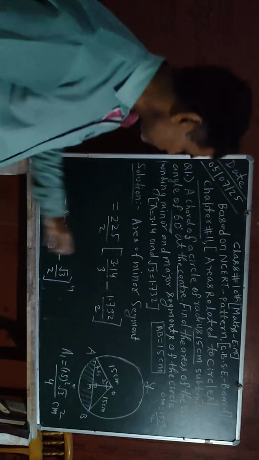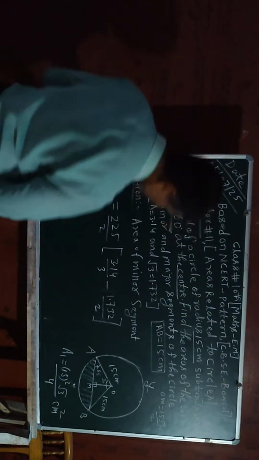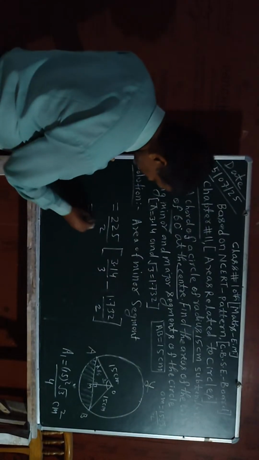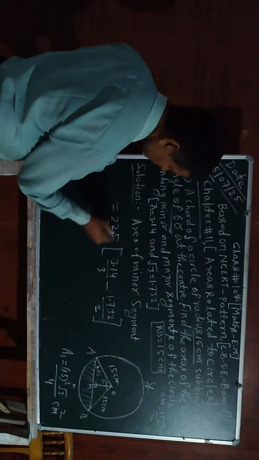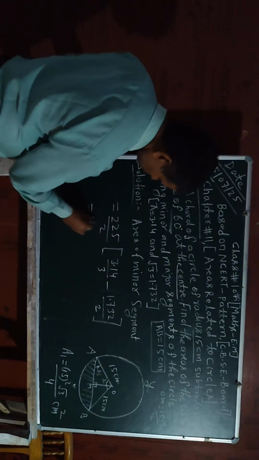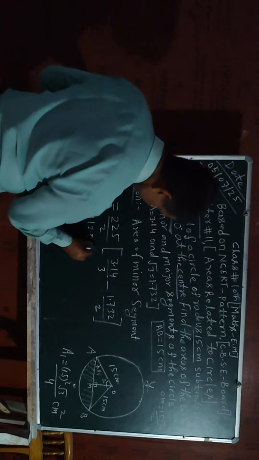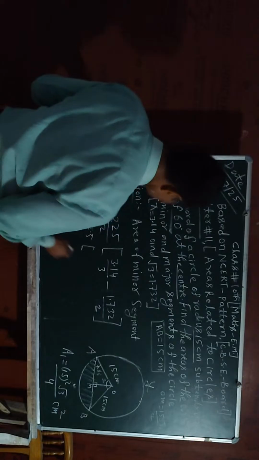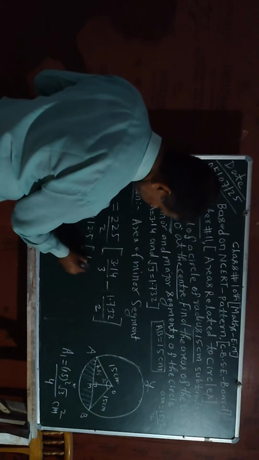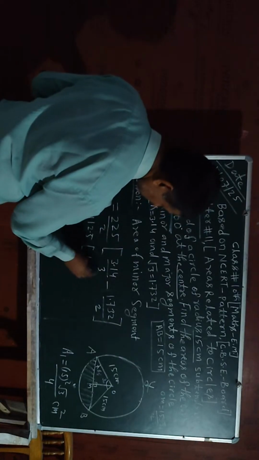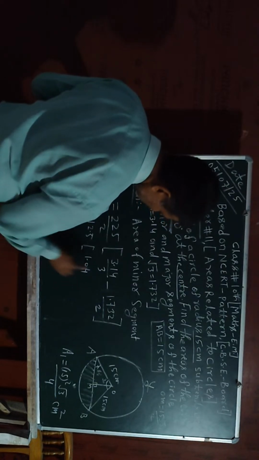Okay student, now further I am going to resolve this question, that is, I am going to simplify this question. So here I will divide 225 by 2. 2 1s are 2, 2 1s are 2, 2 2s are 4, and 1 2 5 is 10. Again I will divide. 3 1s are 3, so I will put here 0. 3 2s are 6, 3 4s are 12. Here will be 2.